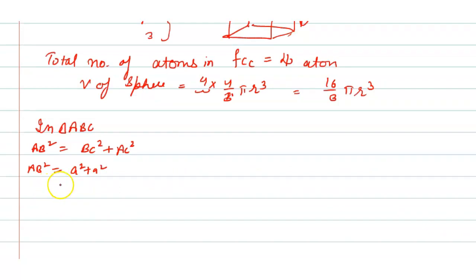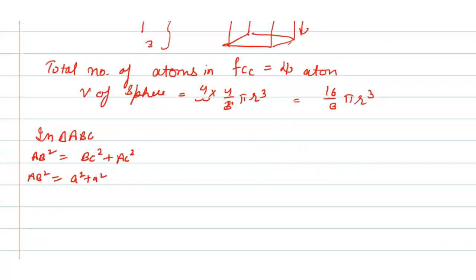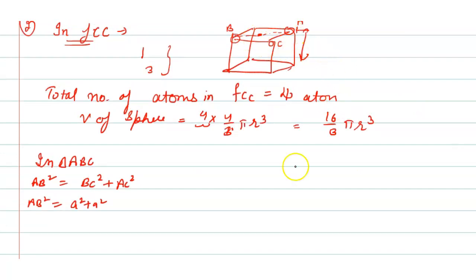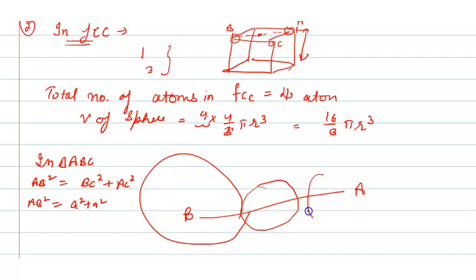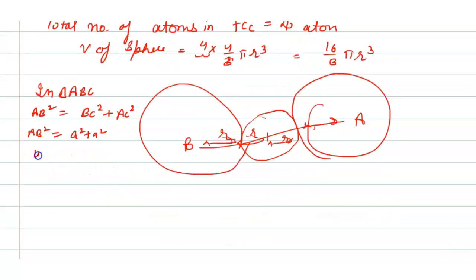And AB is, you can see here, this one is AB. Now one atom is present at the center and the other 2 atoms are present at the corners. So here the radius is r, r, r, and this one is r. So we can say that r plus r plus r plus r is equal to AB. So 4 times r, so we will write here 4r whole square is equal to 2a square.